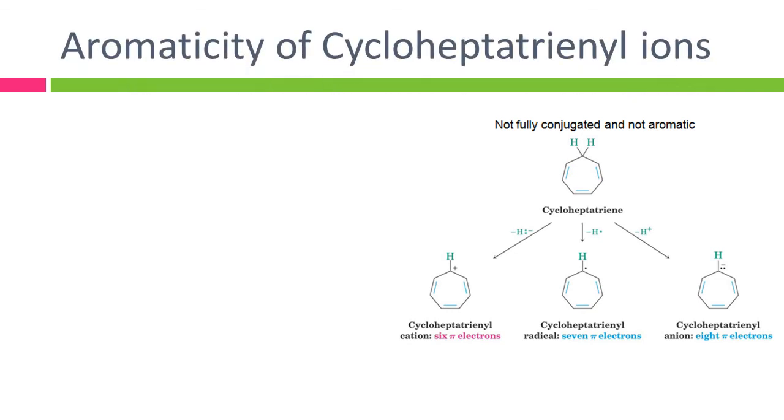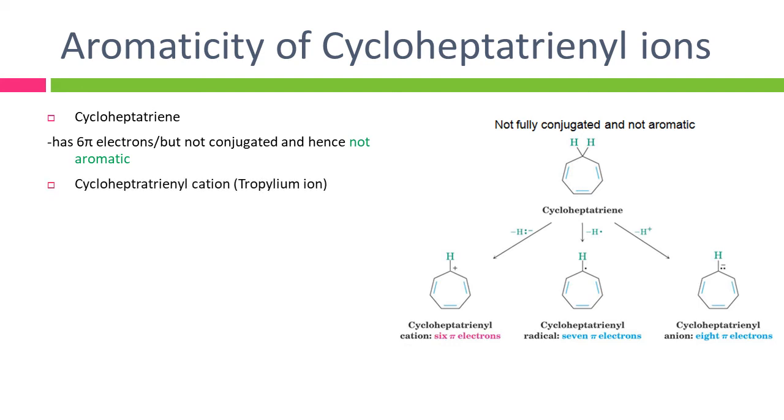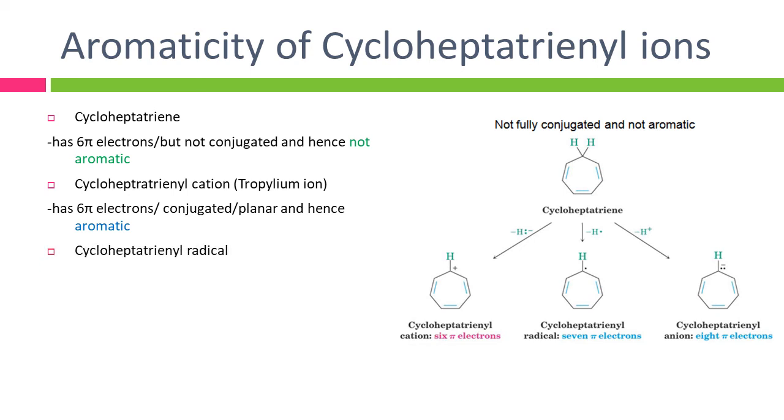Aromaticity of cycloheptatrienyl ions. Cycloheptatriene has 6 pi electrons but is not conjugated, and hence it is non-aromatic. Cycloheptatrienyl cation, otherwise called tropylium ion, has 6 pi electrons, is conjugated and planar, and hence it is aromatic.